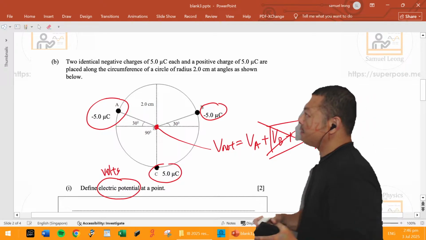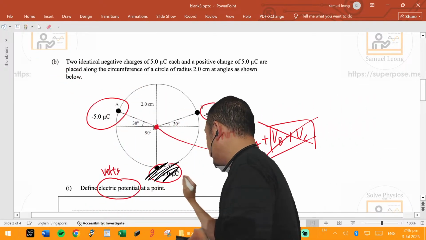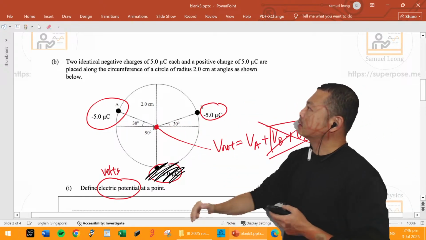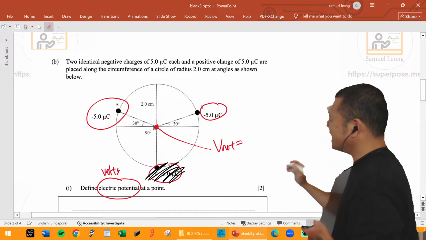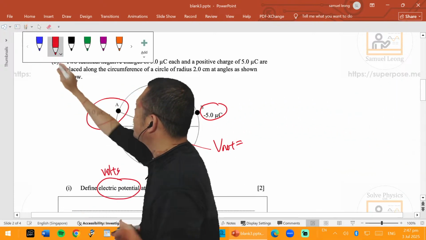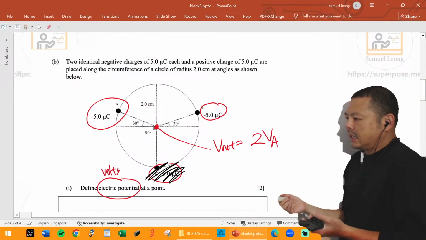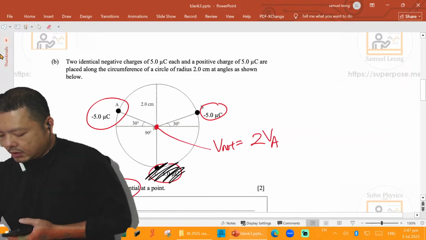Okay. If let's say you didn't have C, Dylan, just a quick side question. If you didn't have C, what will be the V net in the middle? Yeah, and basically that would have been 2 times VA, right? It will be 2 times VA. It's just double the negative. Okay, good. So there you go.